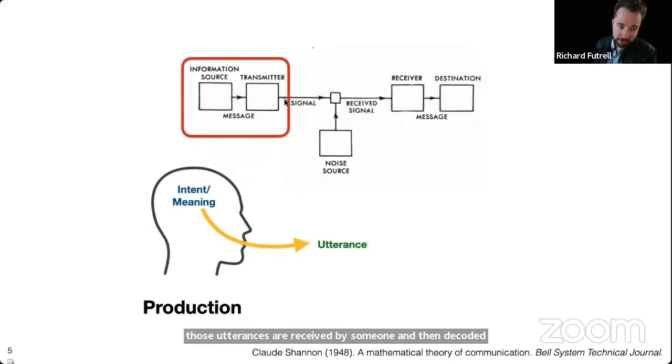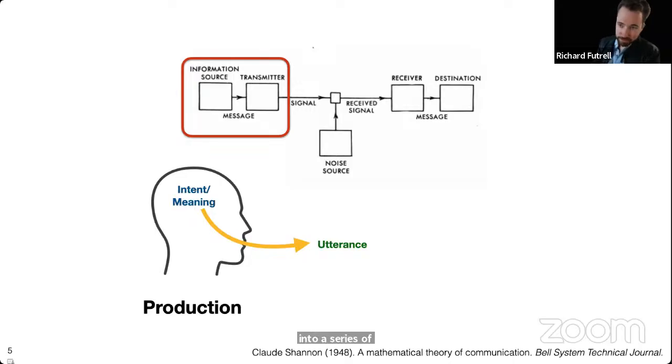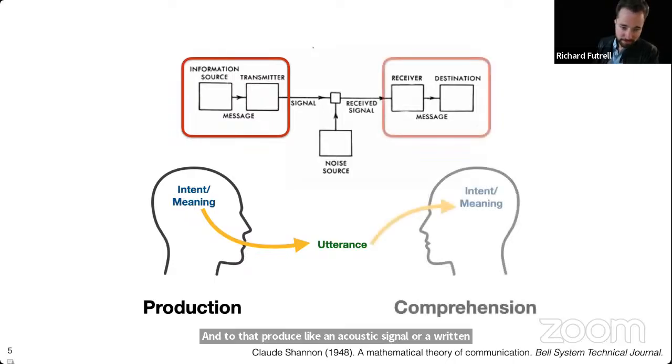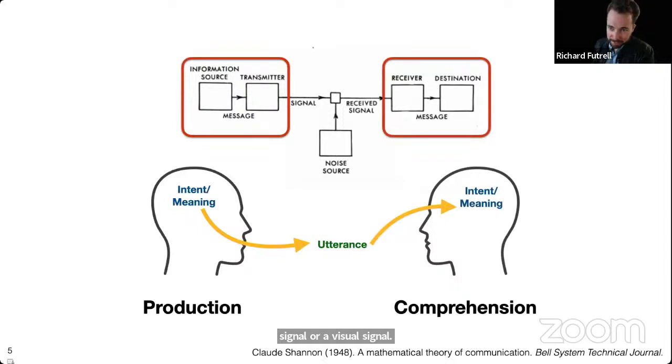That first step, the encoding step, is what we call production in psycholinguistics. It happens in real time. It's how you convert your thought into a series of motor actions that produce an acoustic signal or a written signal or a visual signal. And then the decoding part of that corresponds to comprehension. And so basically, I think these two parts of the communication chain are where there are extremely non-trivial cognitive constraints on how language can work.